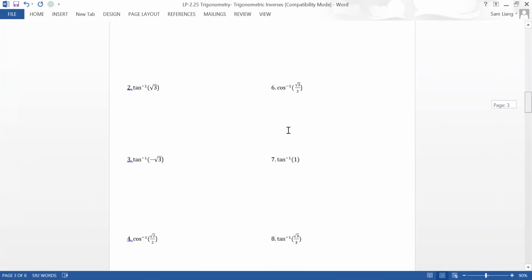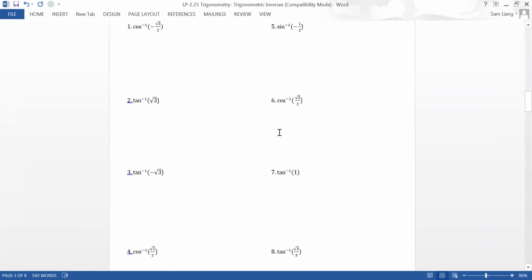I'll be right here. Here's the worksheet. See if you can answer the first 4 questions. If you can answer all of them, that's great. We have about 3 minutes left, so we'll go over them pretty soon. If you can answer all 8, then go ahead, but we're going to go over the solutions in a minute or so.